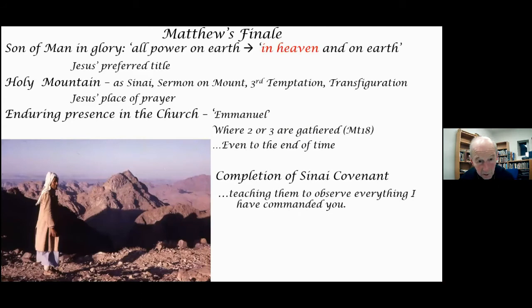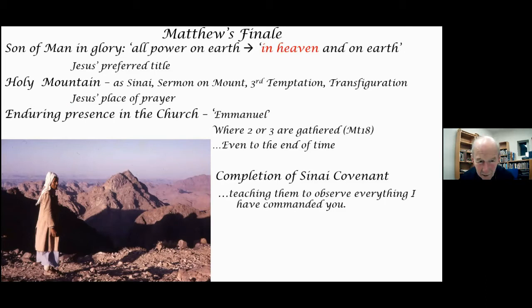Then finally, we come to the finales of Matthew and Luke. The finale of Matthew on the Holy Mountain in Galilee has all the marks of a Matthean composition. Jesus is the second Moses on the Holy Mountain, as he was at Sinai, at the Sermon on the Mount. The third temptation, he went up onto the mountain. The transfiguration, he went up onto the mountain. So Jesus goes up onto the mountain as the second Moses. And it's also the place where he goes to pray.